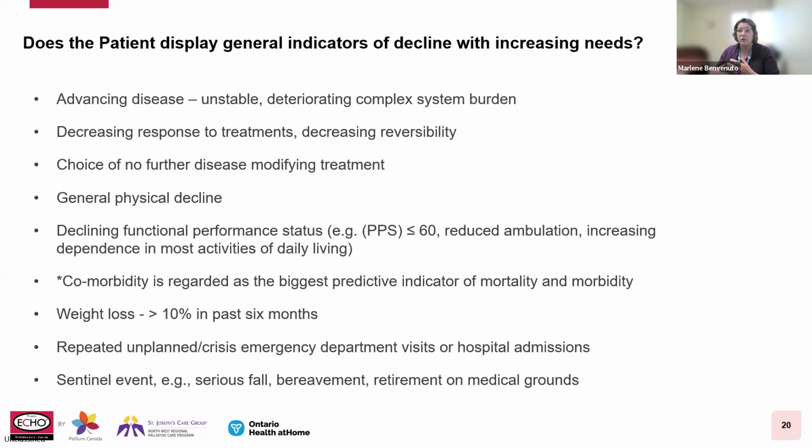What do they understand? More investigation into what they understand and how it can benefit them to have those discussions, right? Sentinel events, maybe a serious fall has happened, or bereavements, perhaps they've retired due to medical conditions.